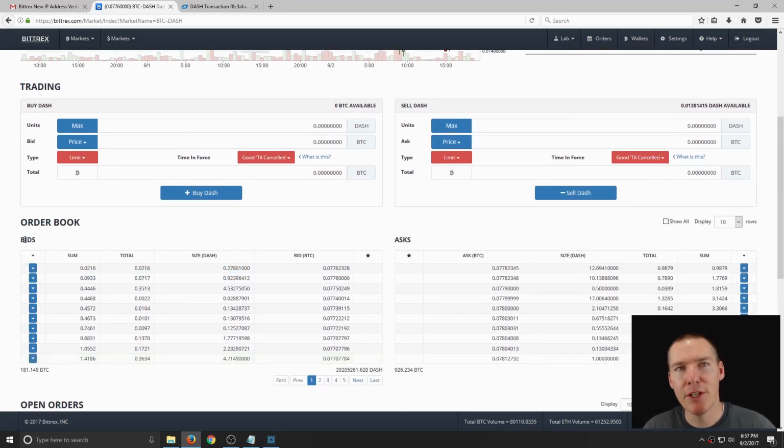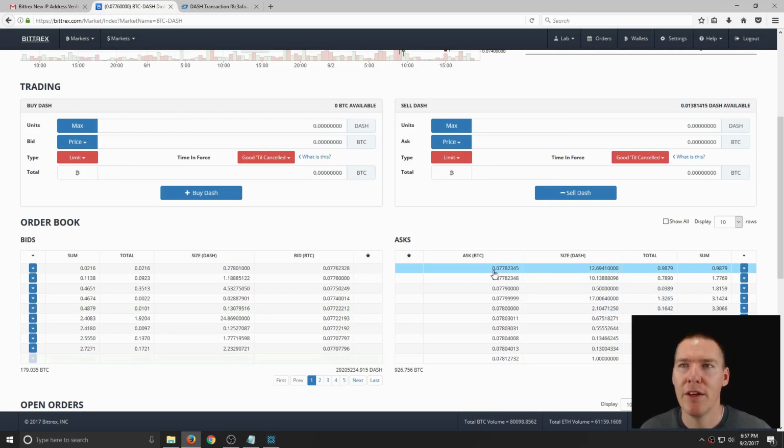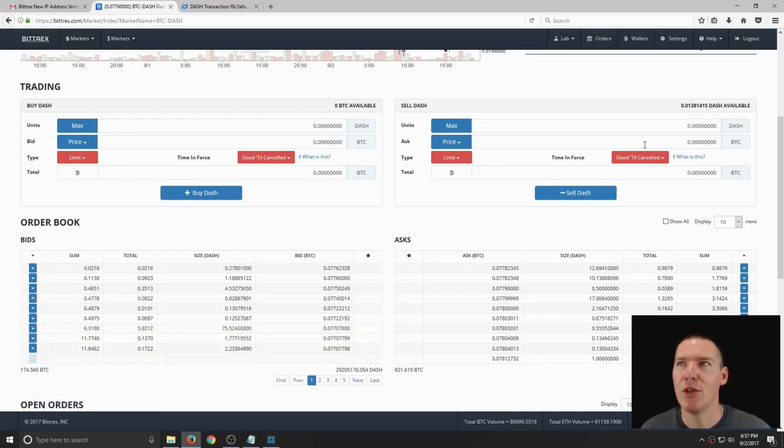So the bids, these are people bidding to buy Dash. And the ask is people asking a certain price to sell their Dash. So there's going to be a difference here. And so it looks like it's all in Bitcoin. So this person's asking 0.07782 Bitcoin for one Dash. And this person's bidding to pay 0.0776 for one Dash.